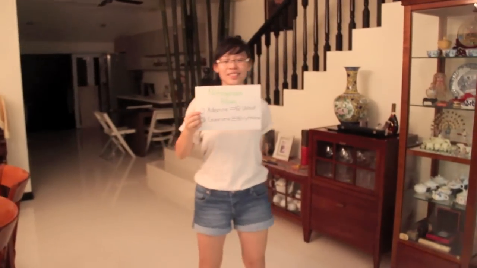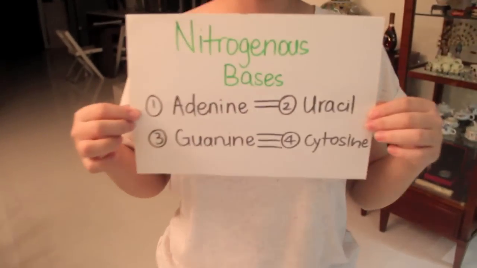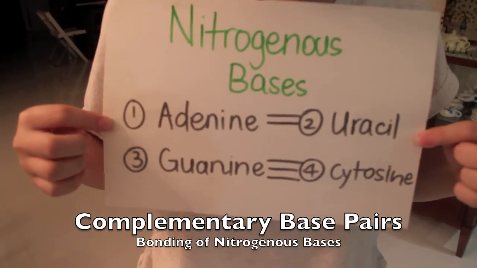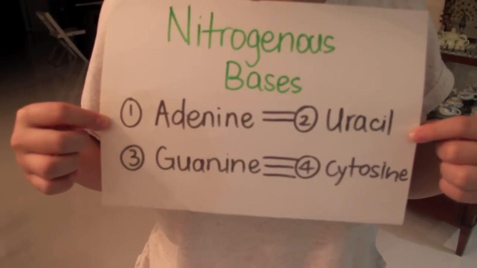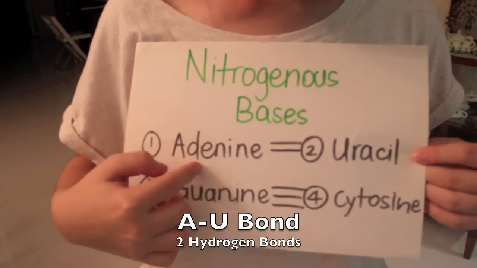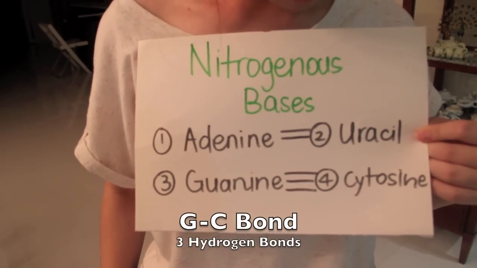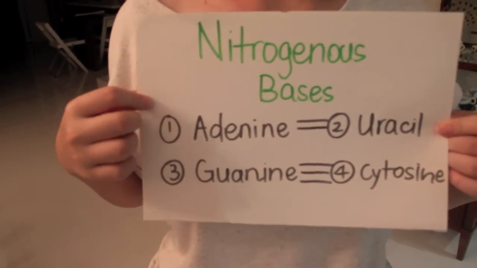Hey, isn't that our lovely AU and buff GC bonds? Nitrogenous bases of the rRNA form complementary base pairs with one another, with adenine forming 2 hydrogen bonds with uracil and guanine forming 3 hydrogen bonds with cytosine.